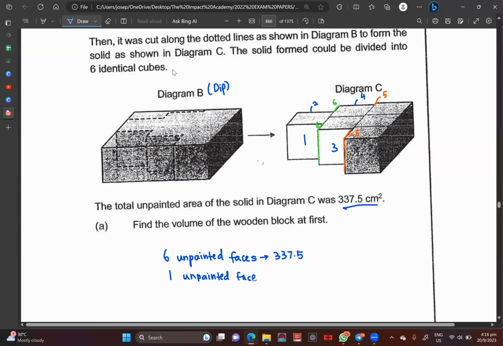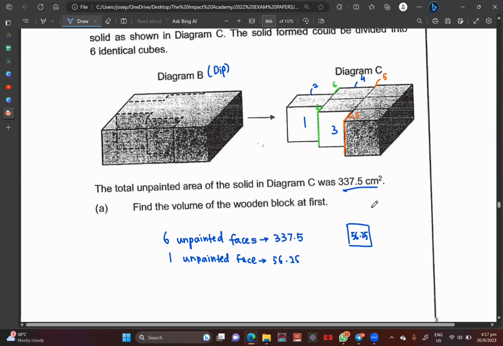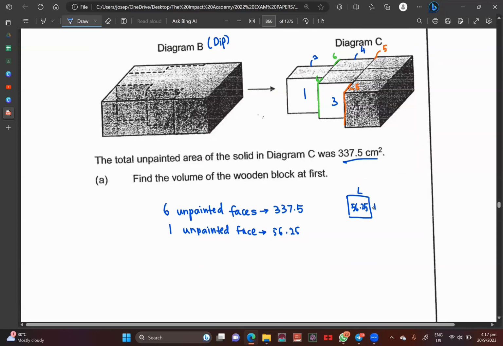I will be getting 337.5 divided by 6, and we get 56.25. So this is the area of one face. Since you know the area of one face, you can find the measurement. What is the length? The length will then just be the square root of 56.25. When you square root 56.25, you will get an answer of 7.5 cm. So what exactly is 7.5? This is 7.5, and this is also 7.5.